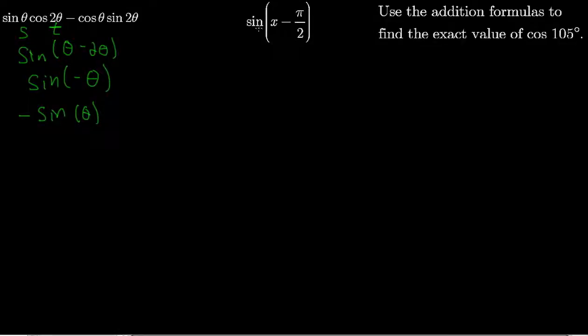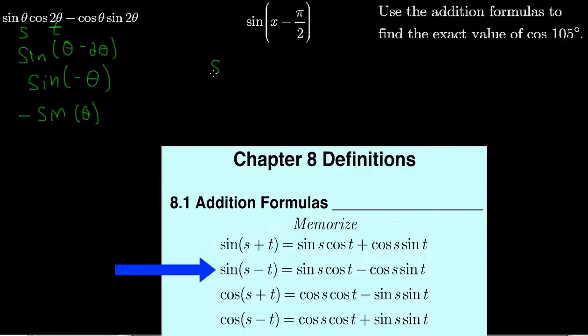The second question says, how could I simplify a sine function if I move it right 90 degrees? Pi over 2 is 90 degrees. Well, this is not going to be the distributive property, but again a sine subtraction. So again, the formula is sine cosine minus cosine sine. The s I'm going to use is x, and the pi over 2 represents a t. So sine x cosine pi over 2 minus cosine x sine pi over 2.